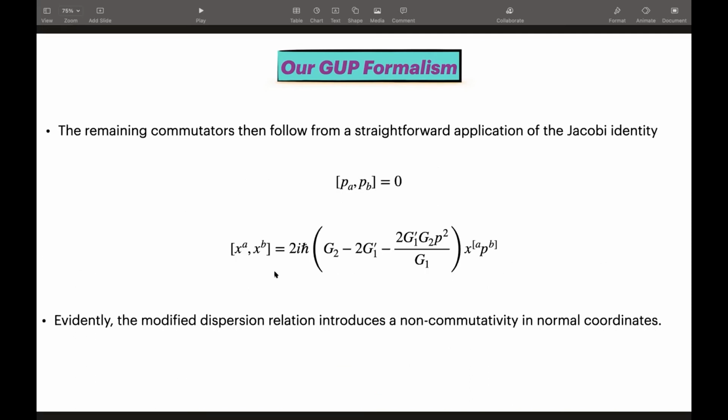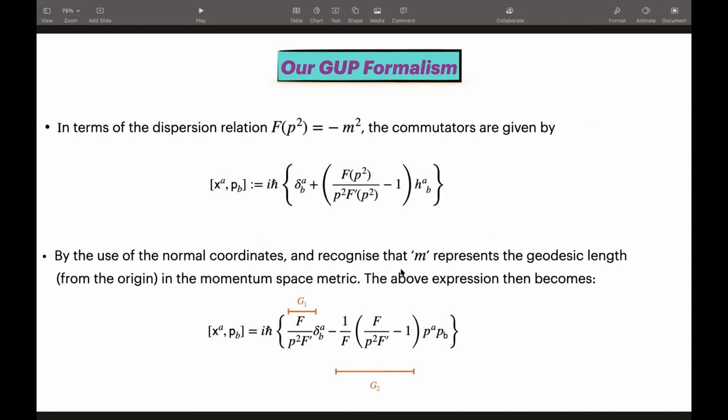The remaining commutators then follow from a straightforward application of the Jacobi identity. Since theta is a function of momentum only, momentum is going to commute, but there will be non-commutativity in position. For the ordinary p squared equal to m squared, this term is going to give you 1, and the other is going to vanish. So in the ordinary p squared equal to m squared case, we get the ordinary Heisenberg algebra.